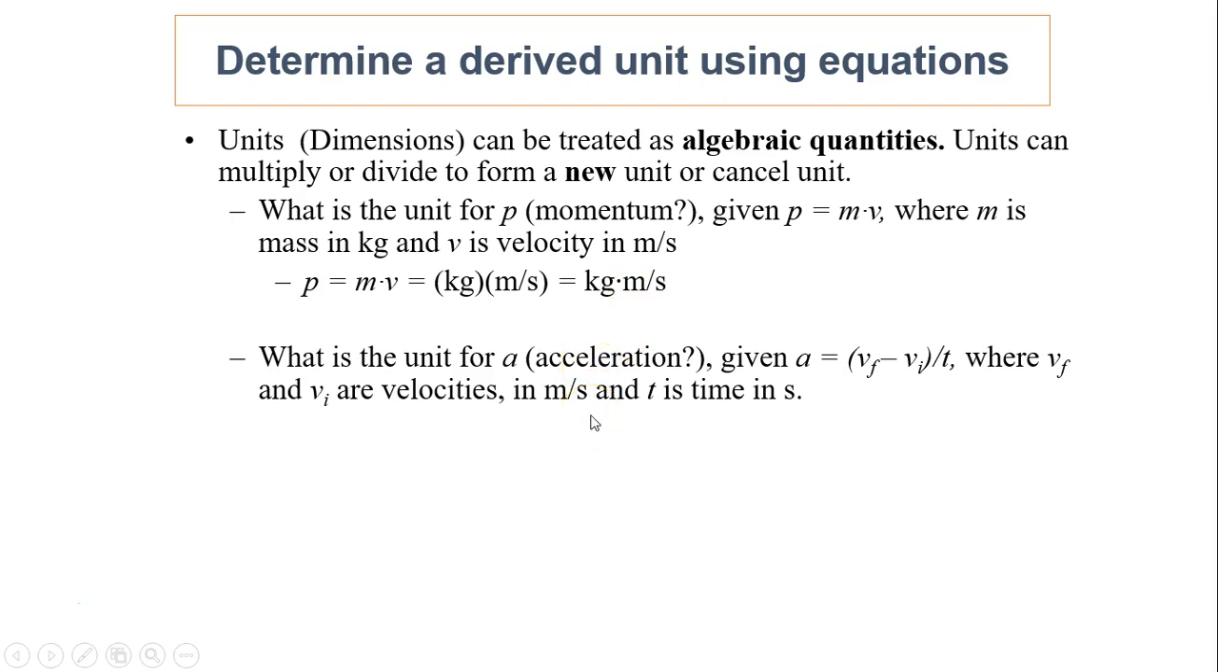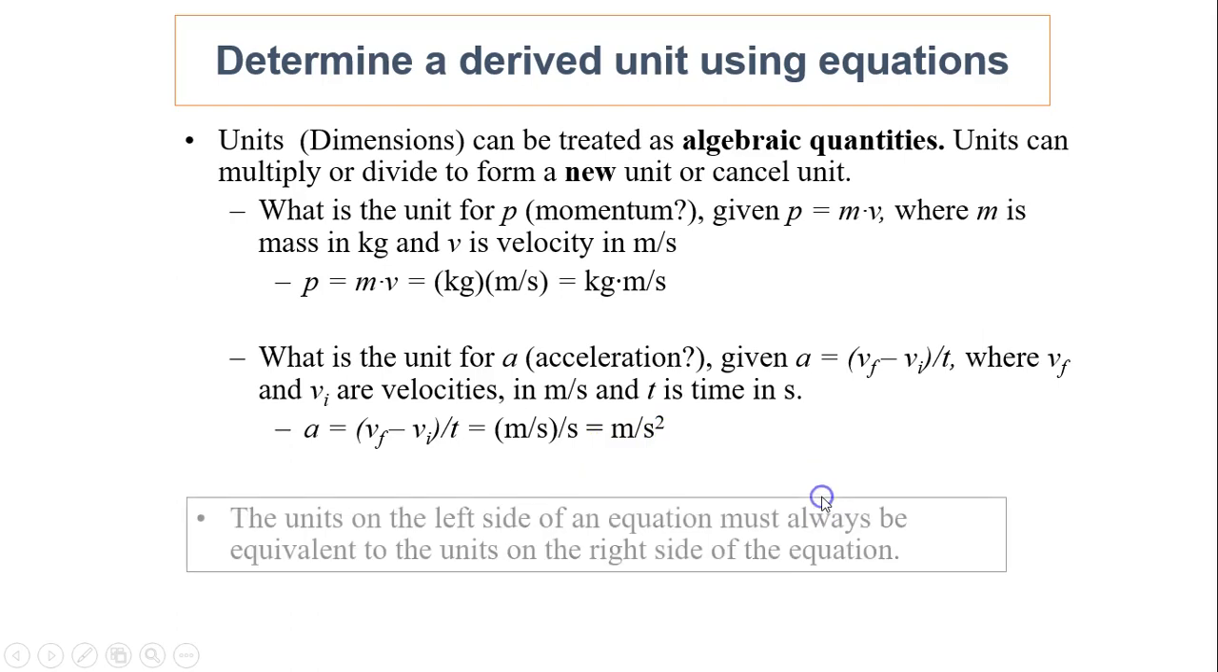Let's take a look at another example. What is the unit for acceleration? We use a to indicate that quantity. Given this equation, a equals the difference between final velocity and the initial velocity, the whole difference divided by time. How do we do this? Similarly, you write down the equation, then you substitute the units. Since this is meter per second minus another meter per second, the whole thing you still have meters per second. Divide by second again, so you divide by second 2 times, becomes meters per second squared. Again, it is very important when you do these derived units, the unit on the left has to be the same as on the right.